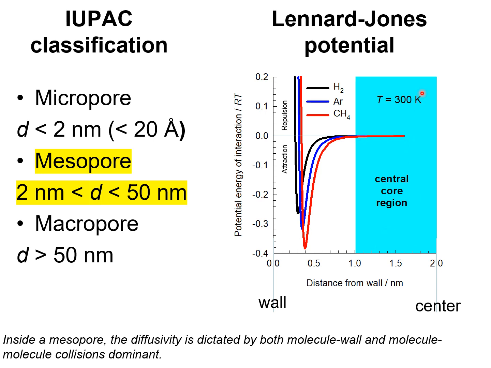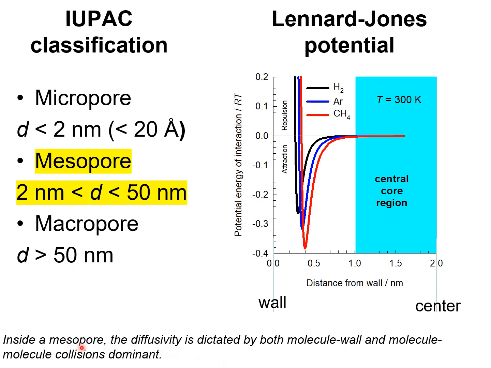In other words, if we have a 4 nanometer silica pore, there will be a region near the pore wall where the molecule wall interaction energies are of significant importance. And there will also be a central core region where molecule wall interactions are of negligible importance, and the motion of molecules is dictated by molecule collisions.